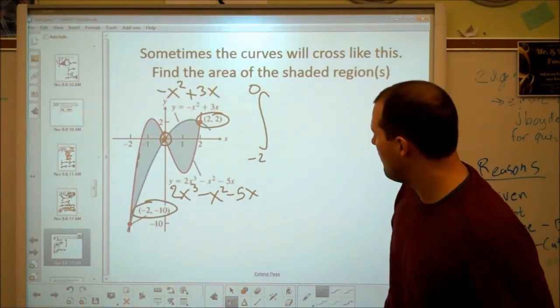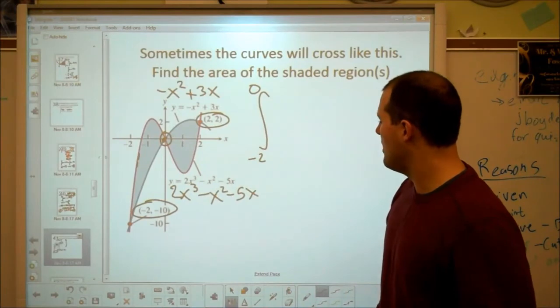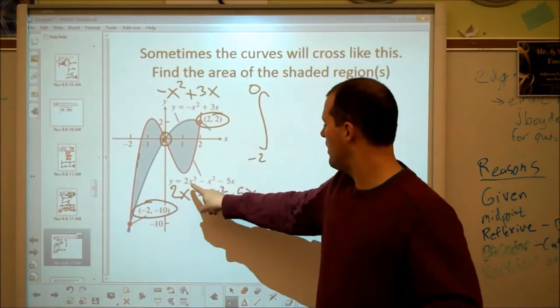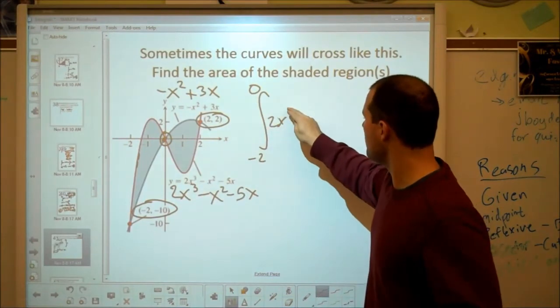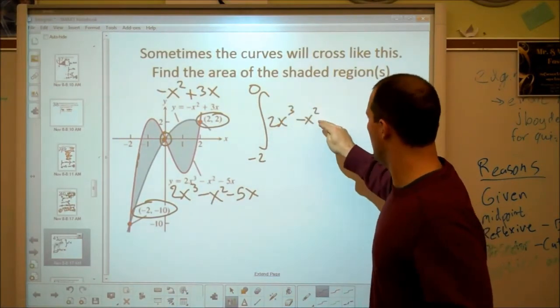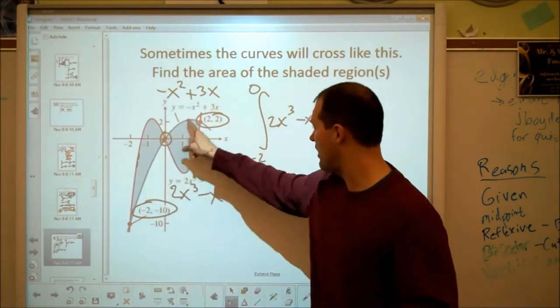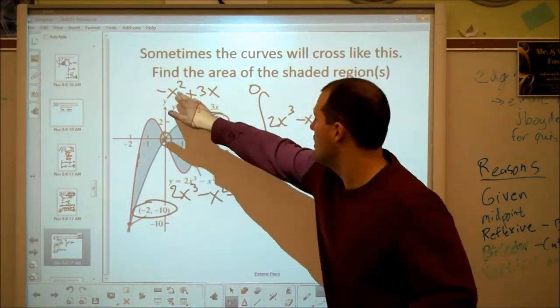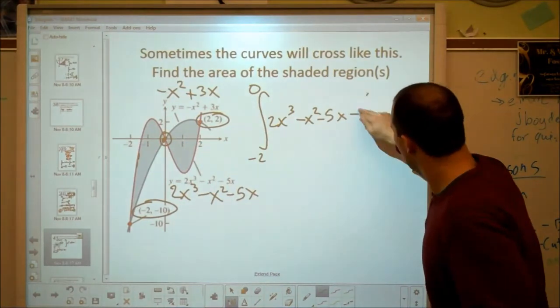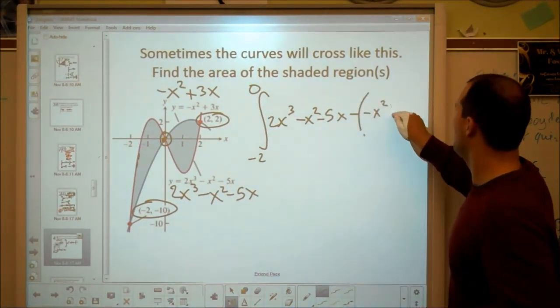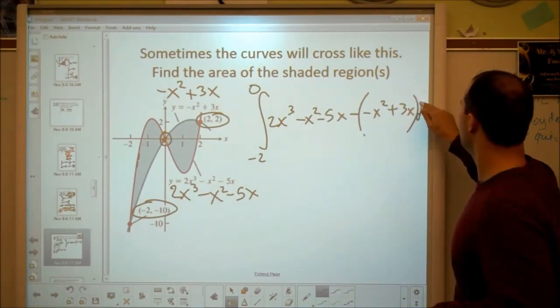So we've got our top function and our bottom function. What is our top function? It's the pink one. The pink one is this 2x cubed minus x squared minus 5x. And then the bottom function is the blue one, the quadratic one. If you trace it, it just looks like a parabola. So then we have subtract parentheses the bottom function. Minus x squared plus 3x dx.